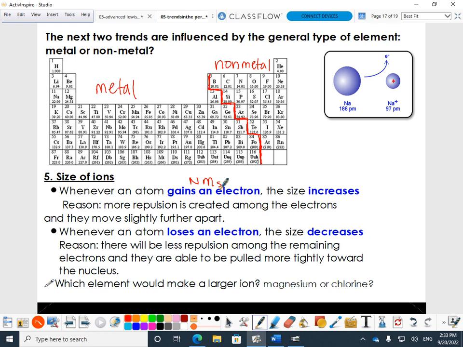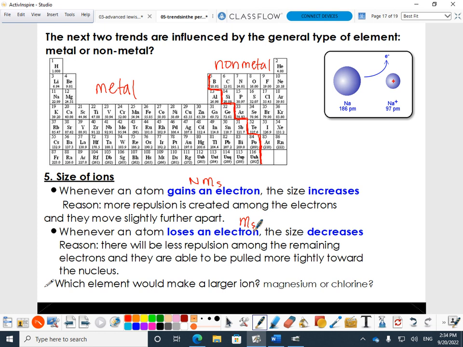So now there's more repulsion, moving them farther apart. Whenever an atom loses an electron, like a metal, the size decreases because now there is less repulsion, and it's getting closer to the positive nucleus. I included this picture just to emphasize how drastic it is. I am not going to ask you to memorize the picometer size of sodium, but the sodium ion is 97 picometers, which is almost 100 picometers less than the atom. So it is quite dramatic.